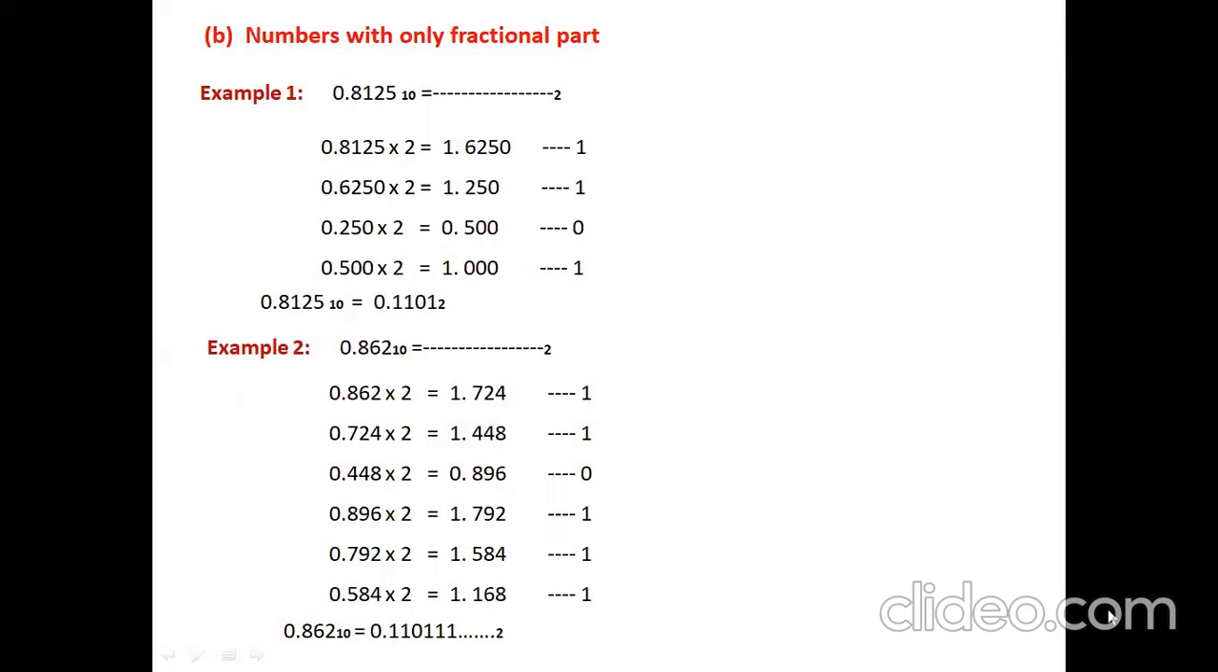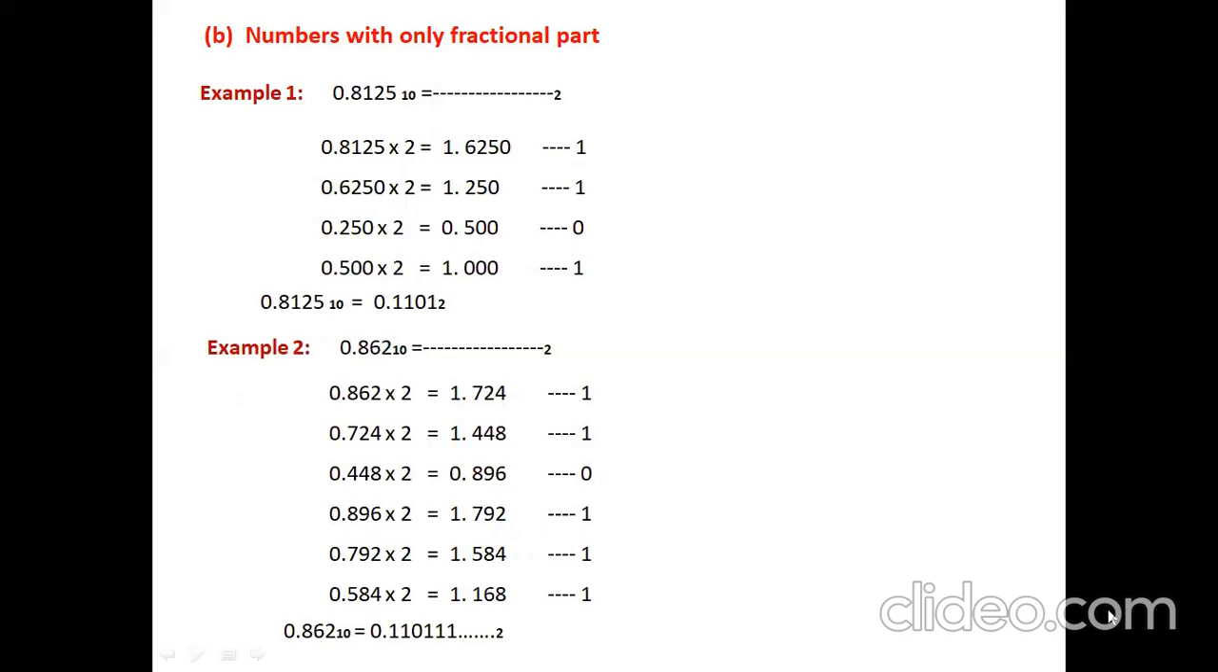The question is 0.8125, and the answer in binary form will be 0.1101 base 2. In this type of problem, we write the answer from top to bottom, not from bottom to top. So 0.1101 base 2. Okay. And if you go for the next example, example 2.